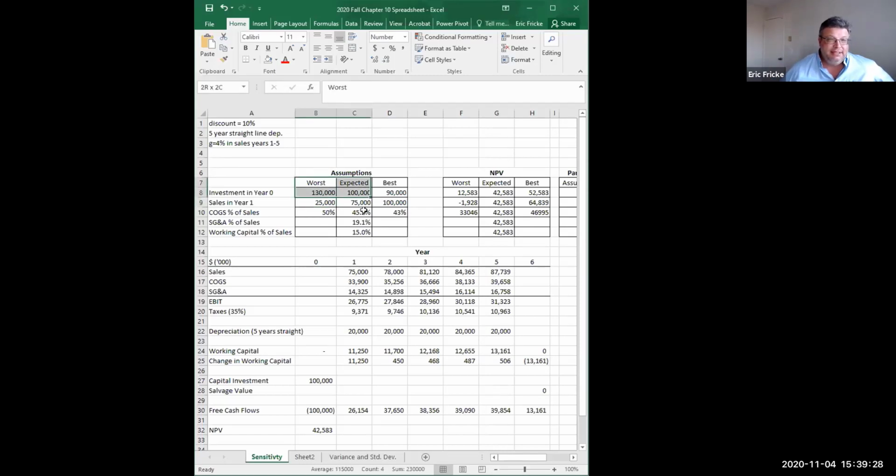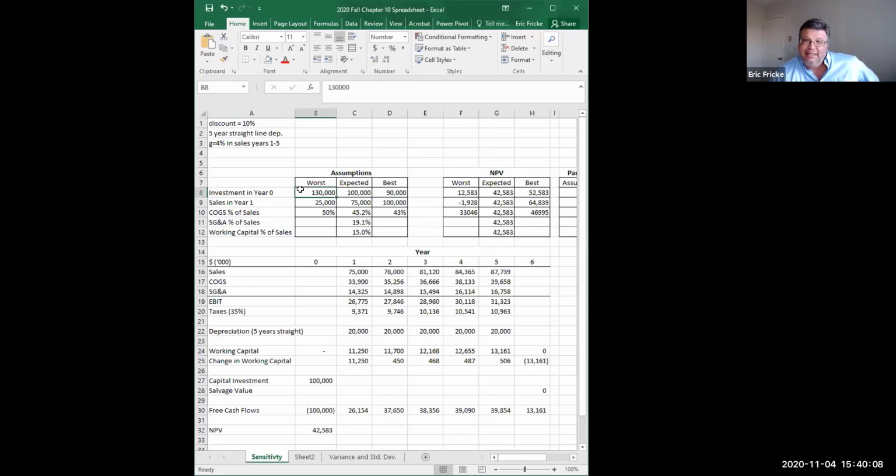So once we have these assumptions built out, right, then we go ahead and calculate NPV. And first we do it using these expected numbers right here. And that's the NPV you see over here. So this is the table where we record all the NPVs that we're going to calculate when we do the sensitivity analysis. So, for example, let's look at investment in year zero. We looked at a worst case. A worst case investment means we're going to have to invest a lot more than we anticipated, right? And so in this example, we said $130,000.